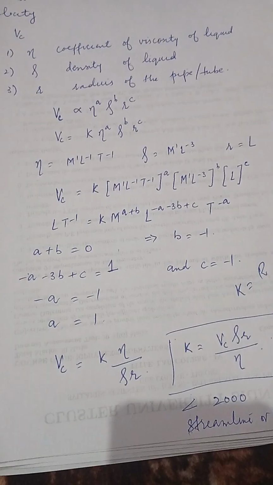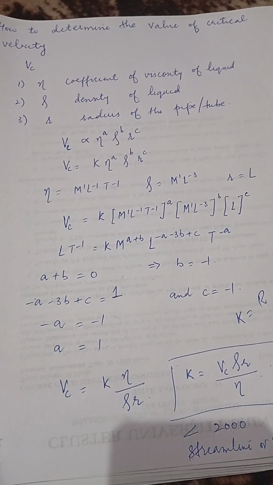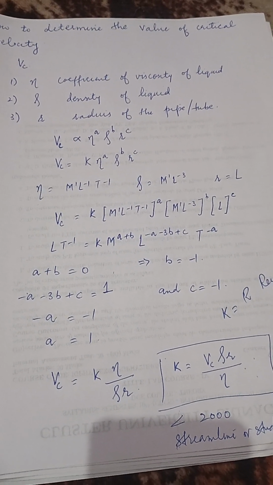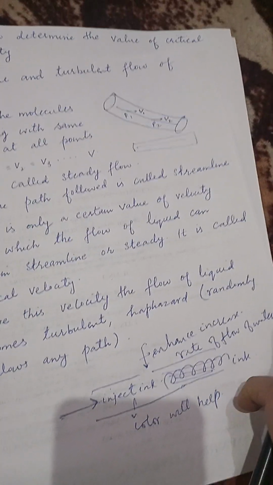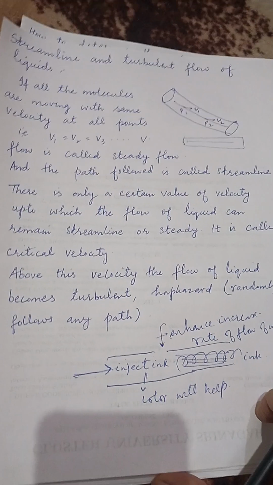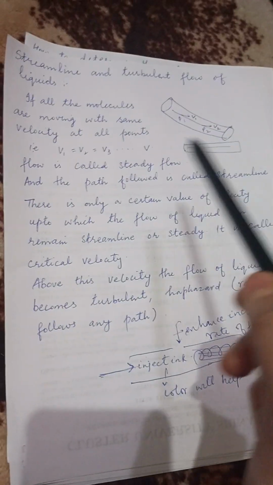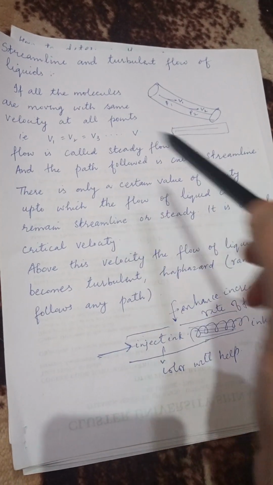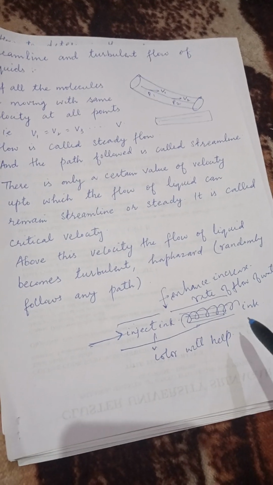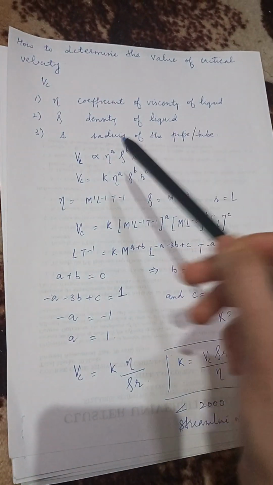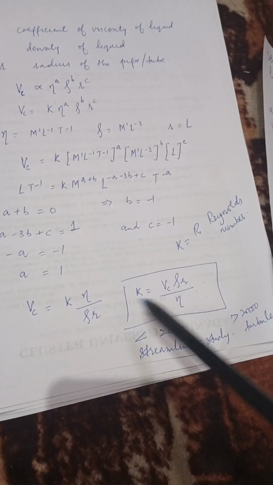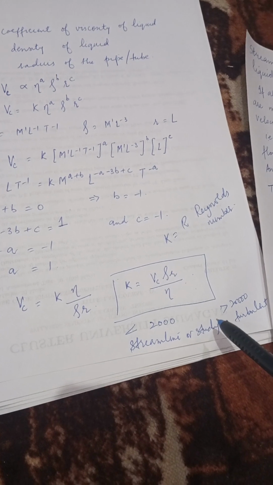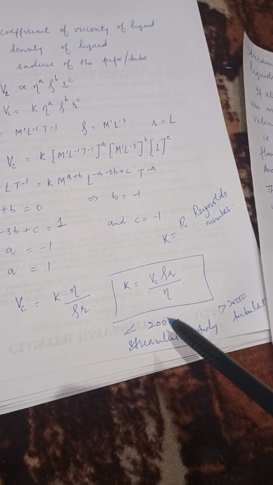So that is a very simple and basic concept about streamline and turbulent flow of liquids. I am once again bringing the pages before your view to have a final look at the topic. Streamline and turbulent flow: we have described it by means of a pipe and a flow of ink, and then we found the value of the critical velocity by combining these three factors through the dimensional formula, and in the end we get this formula. The value of the Reynolds number is 2000.